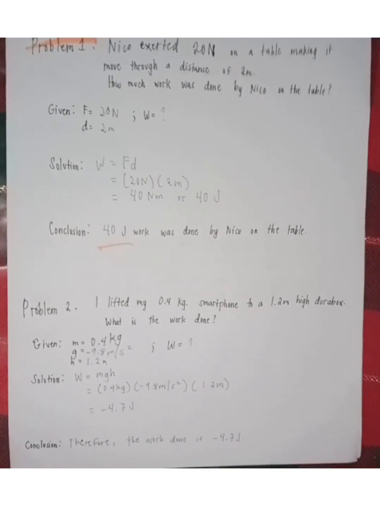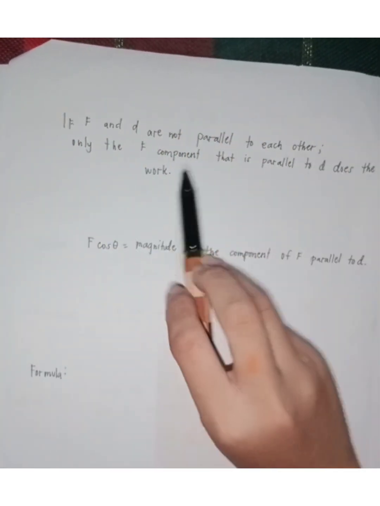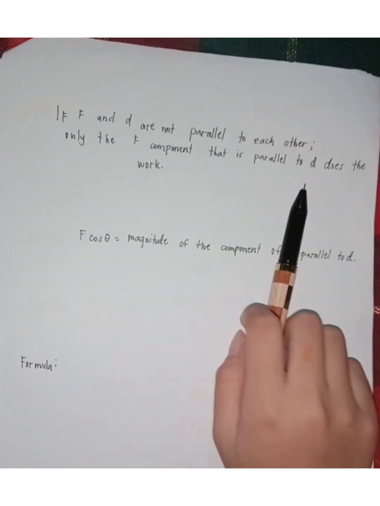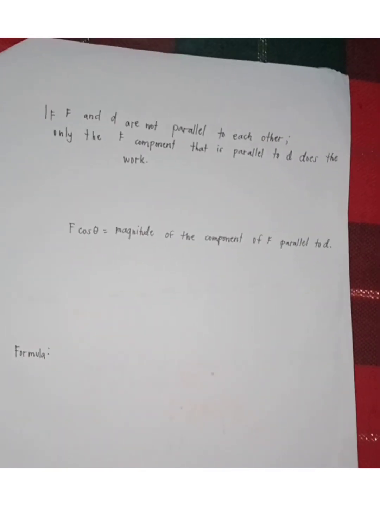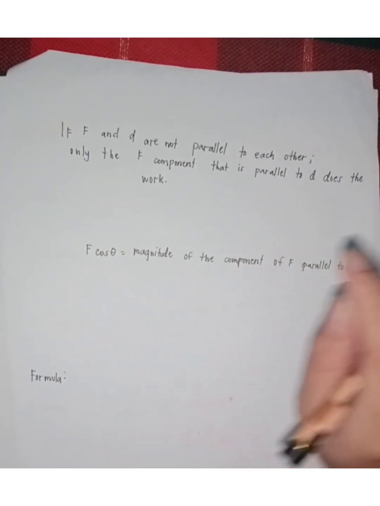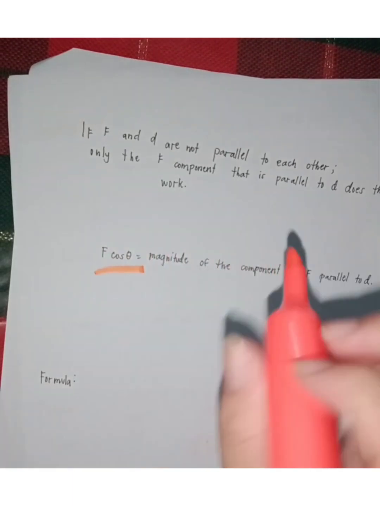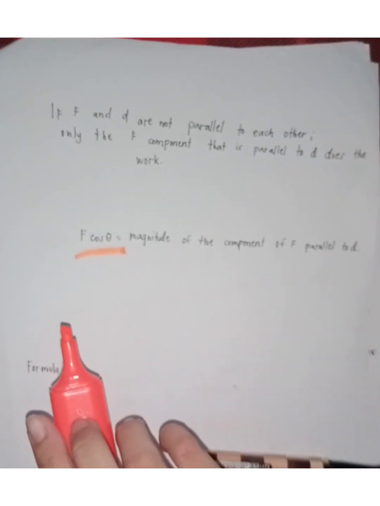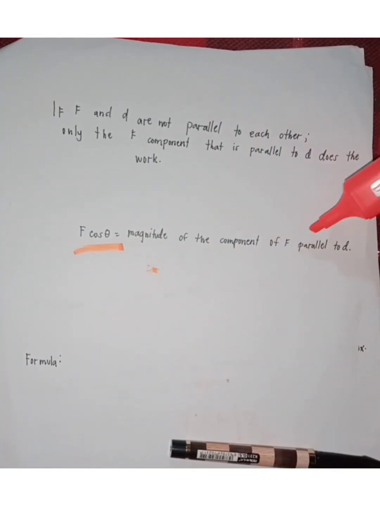Meanwhile, if force and displacement are not parallel to each other, only the component of the force that is parallel to the displacement does the work. I have learned that the magnitude of the component of F parallel to D, given the angle in between the directions of force and displacement, is F cosine theta. Force cosine theta is the magnitude of the component of F parallel to D.